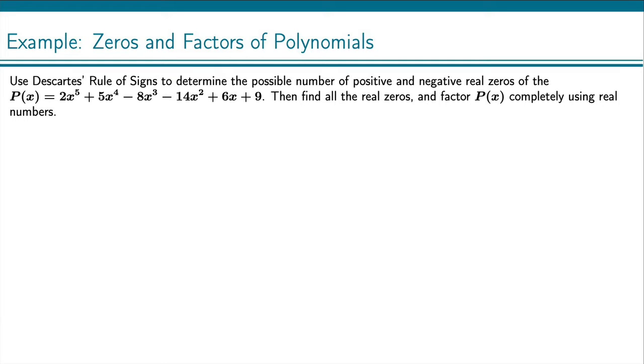Use Descartes' rule of signs to determine the possible number of positive and negative real zeros of the polynomial p of x equals 2x to the fifth plus 5x to the fourth minus 8x cubed minus 14x squared plus 6x plus 9. Then find all the real zeros and factor p of x completely using real numbers.